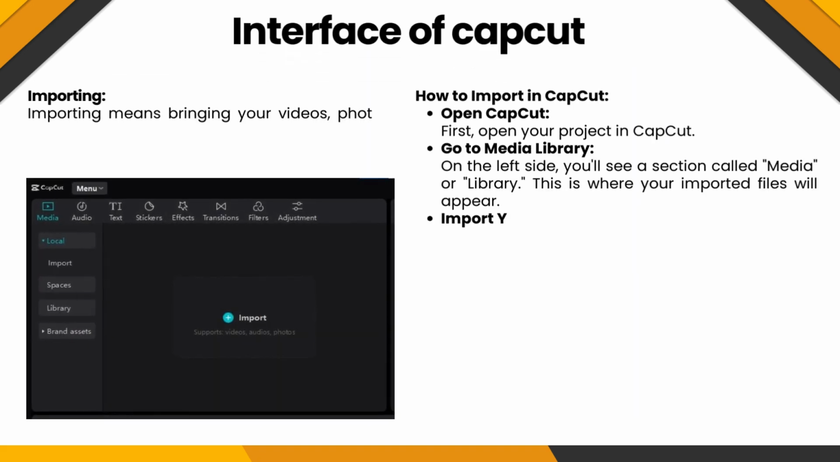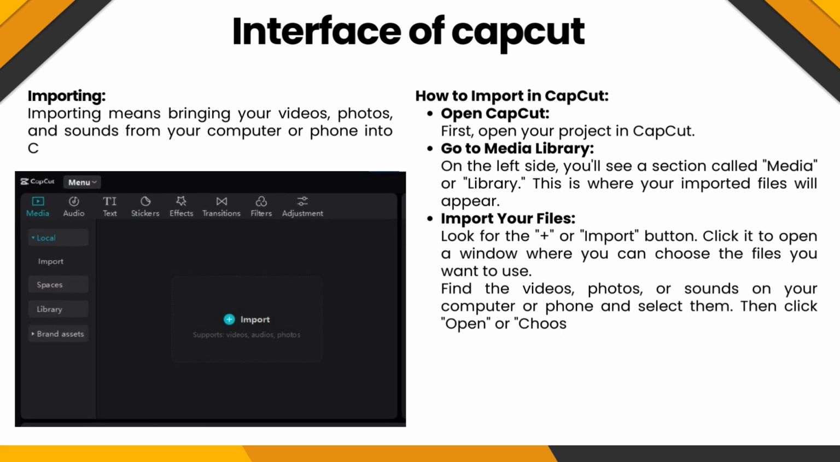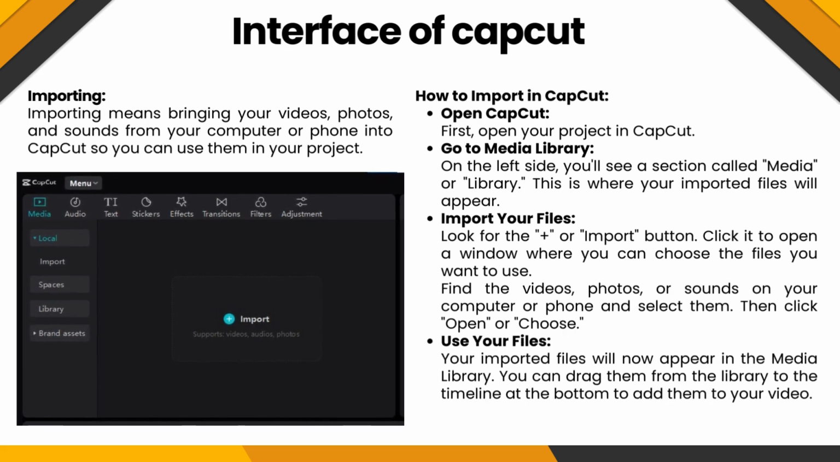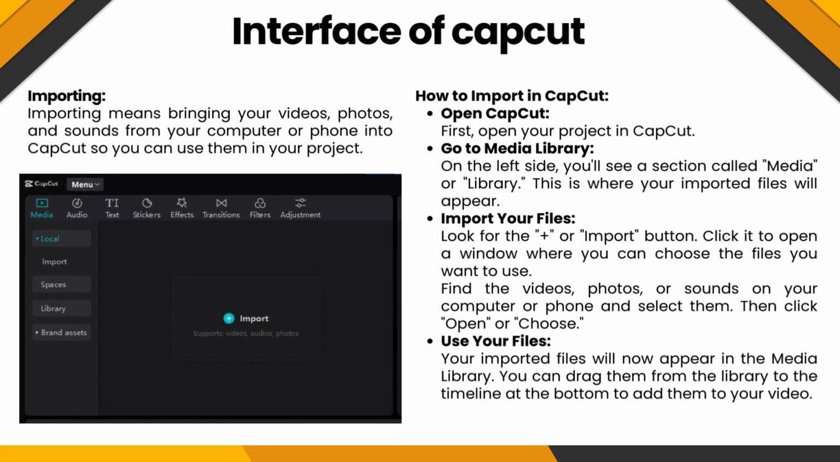Importing. Importing means bringing your videos, photos, and sounds from your computer or phone into CapCut so you can use them in your project. How to import in CapCut. Open CapCut. First, open your project in CapCut. Go to Media Library. On the left side, you'll see a section called Media or Library. This is where your imported files will appear.